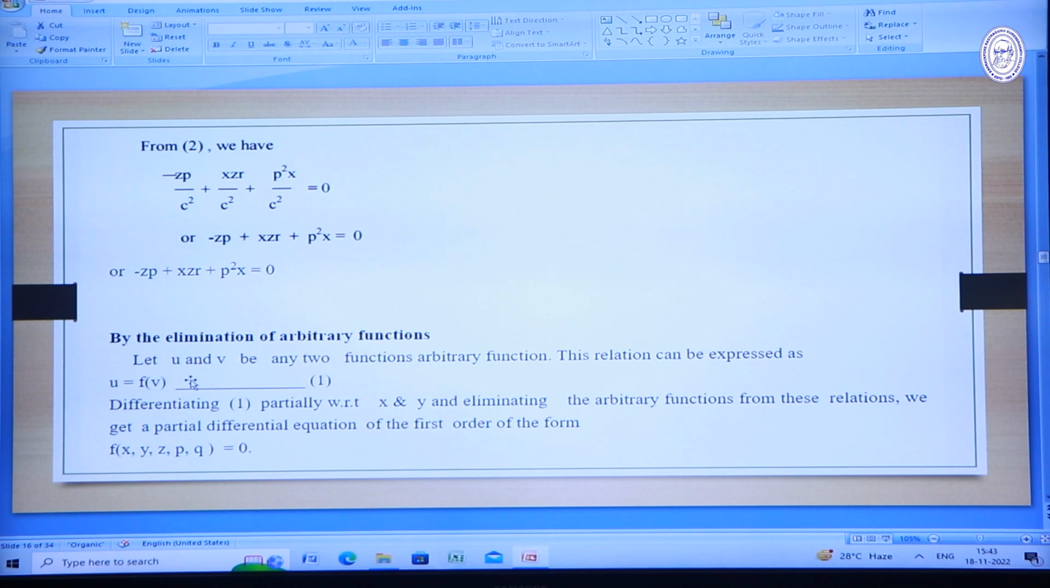By the elimination of arbitrary functions, let u and v be any functions, any arbitrary functions. This relation can be expressed as u equal to f of v.